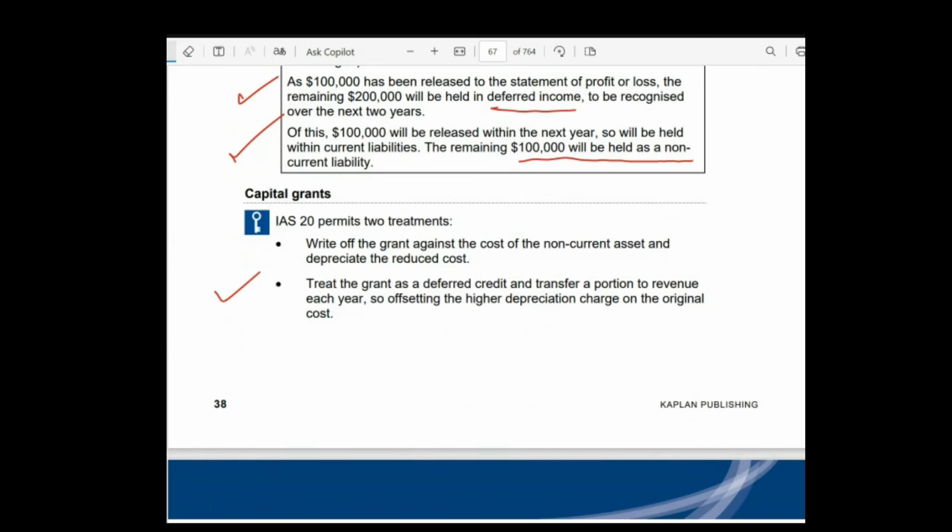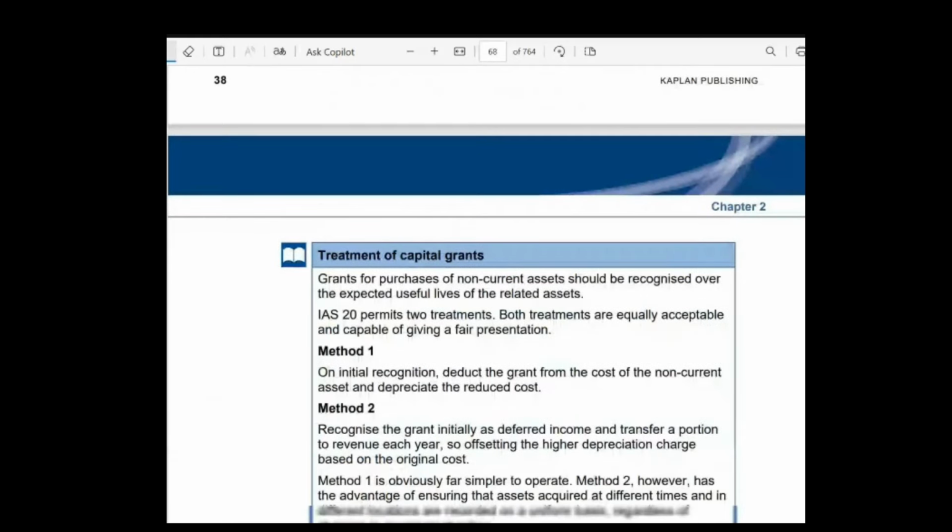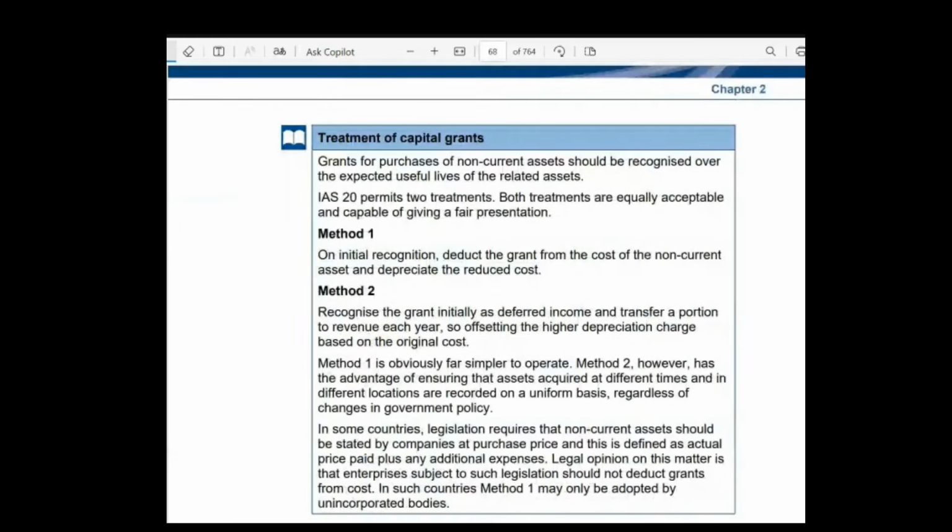Method 1: on initial recognition, deduct the grant from the cost of the non-current asset and depreciate the reduced cost, as we discussed earlier. Method 2: recognize the grant initially as deferred income and transfer a portion to revenue each year, offsetting the higher depreciation charge. Method 1 is obviously far simpler to operate. Method 2, however, has the advantage of ensuring the asset is shown at its full cost. As students, we will go for the easier one, which is very easy to understand. The next illustration shows this.